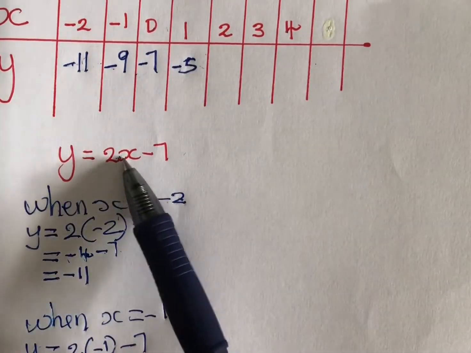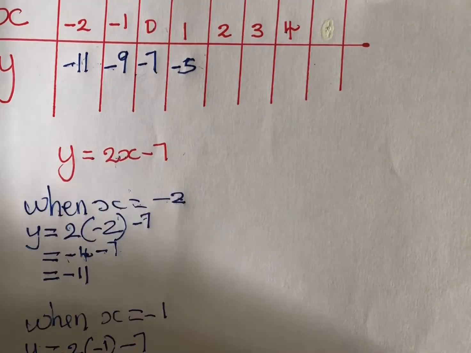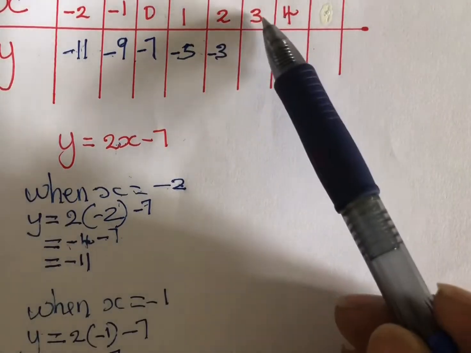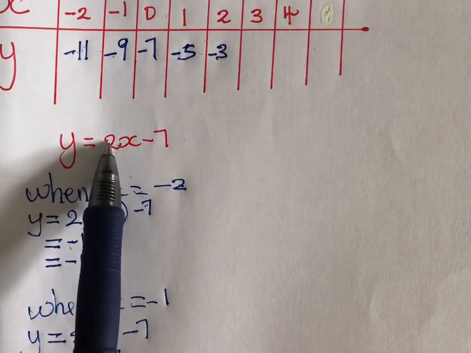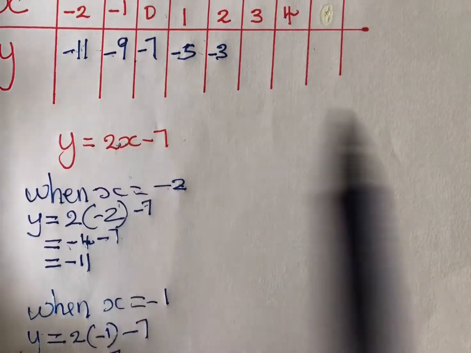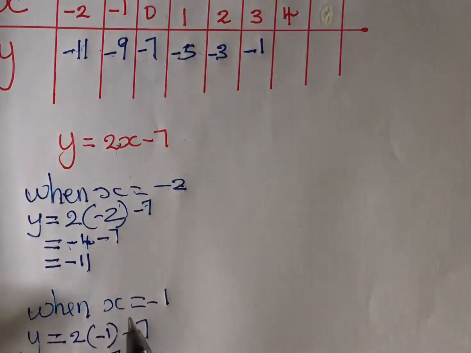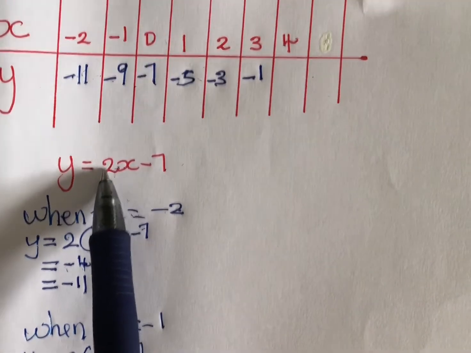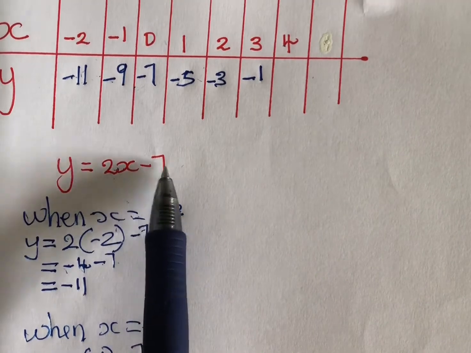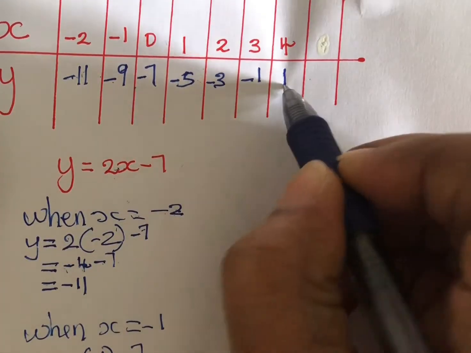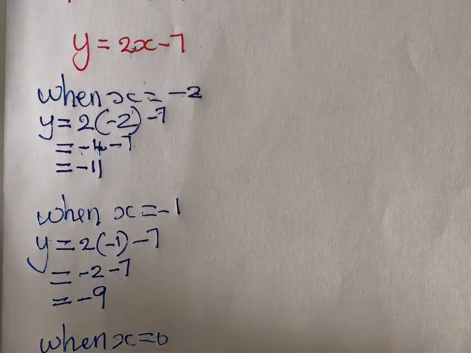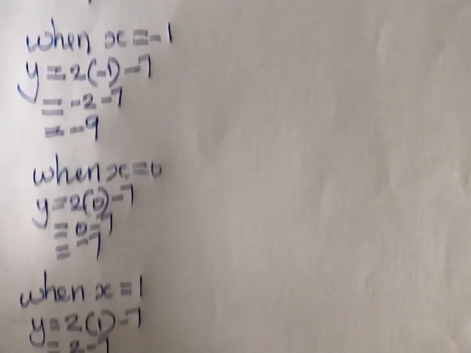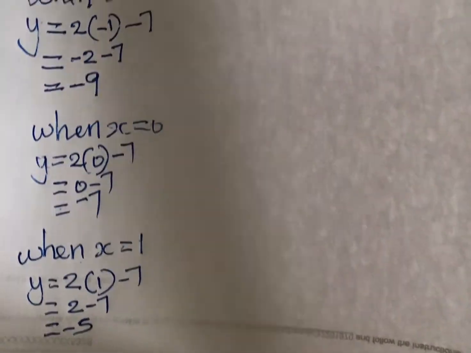2 times 2, that's 4. 4 minus 7 is -3. Let's go again mentally. 3 times 2 is 6. 6 minus 7, -1. And the last and final one, 4 times 2, that's 8. 8 minus 7 is 1. Good. So there are different ways of finding these answers. This is just one of those ways.